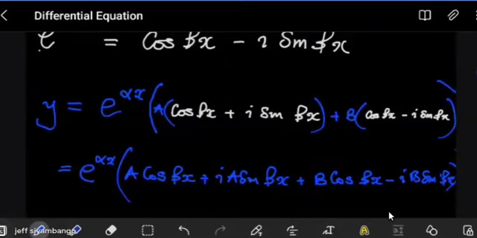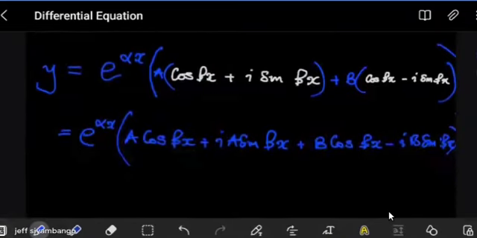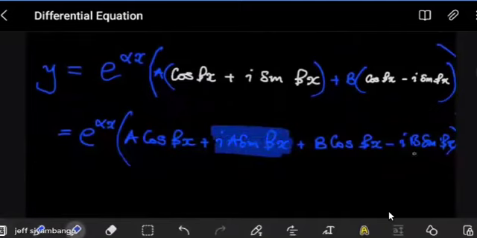Okay, at this point, you now have to group everything. Group the imaginary parts together, and group the real parts together. So you have this, these are the imaginary parts, this and this, and then the real parts, you have this and that.